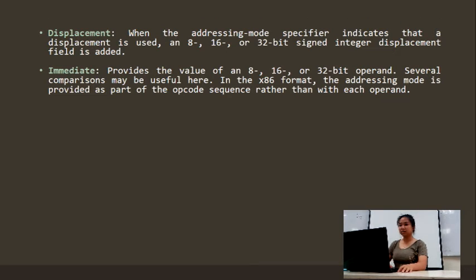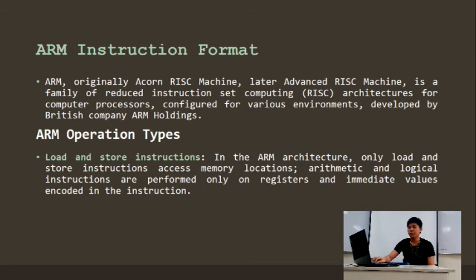Several comparisons may be useful here. In the x86 format, the addressing mode is provided as part of the opcode sequence rather than with each operand. ARM instruction format. ARM, originally Acorn RISC Machine, later Advanced RISC Machine, is a family of reduced instruction set computing, or RISC, architectures for computer processors configured for various environments, developed by the British company ARM Holdings.